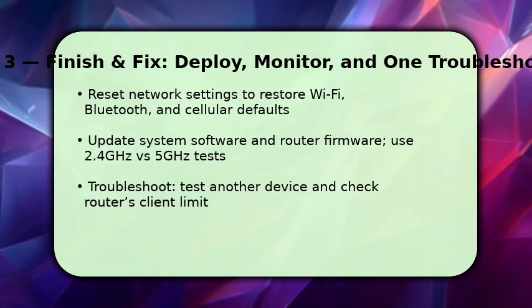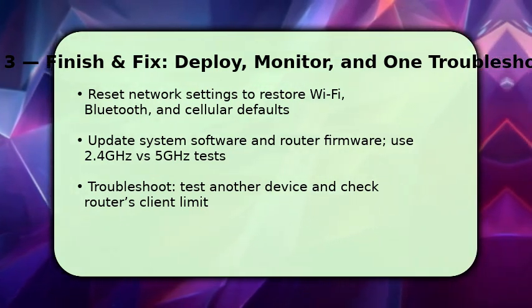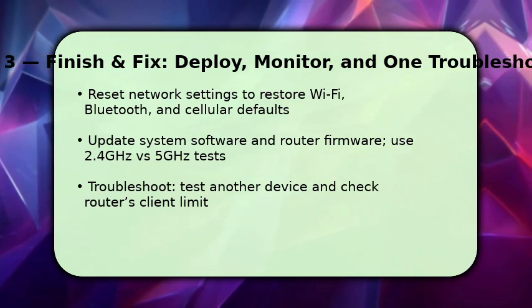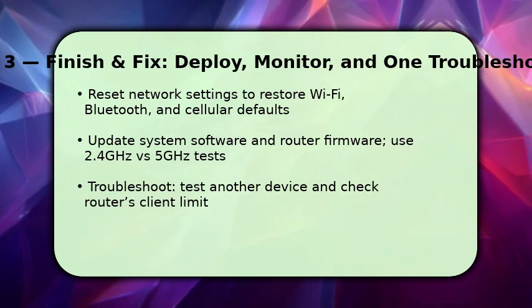This clears all saved networks, Bluetooth pairings, and VPNs so you start fresh. Make sure your phone's system software is up to date and check router firmware updates. Compatibility fixes often arrive in updates.